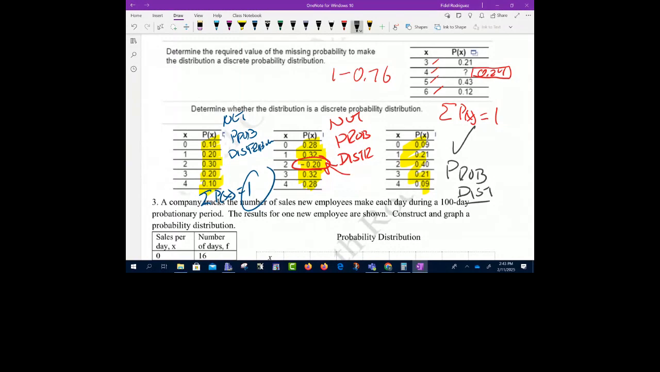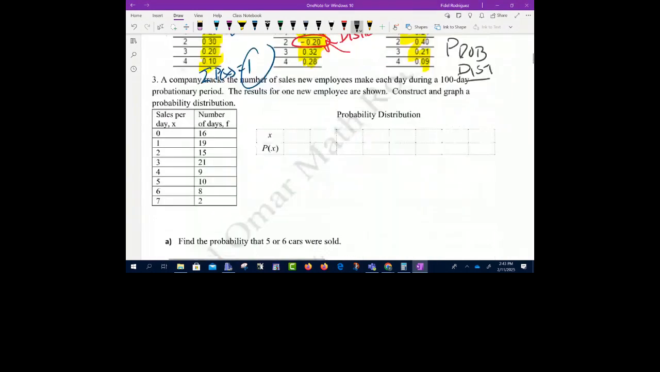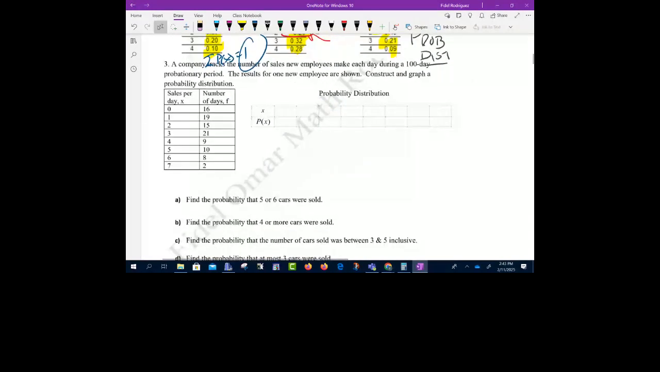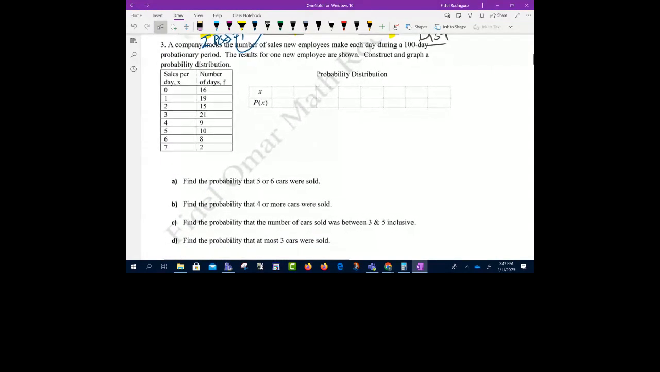All right. So, y'all, let's see if we can figure out how to make a probability distribution just from some information, and then we'll answer some questions based on that, okay? Let's take a look here, y'all. It says a company tracks the number of sales new employees make each day during a 100-day probationary period. The results for one employee are shown. Construct and graph a probability distribution.